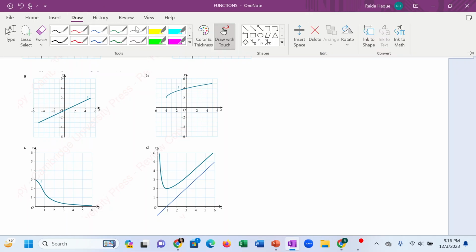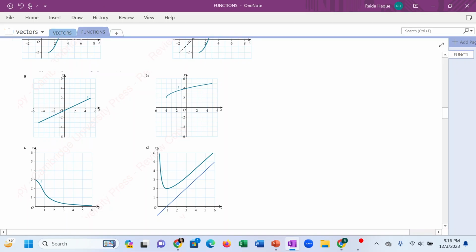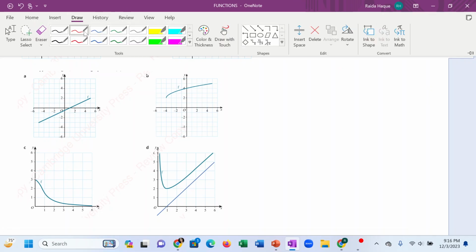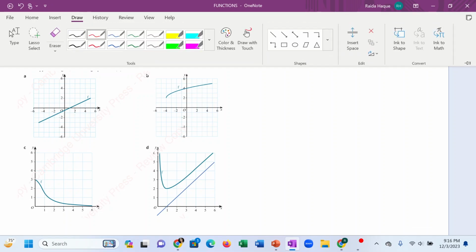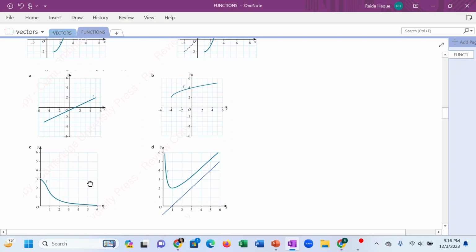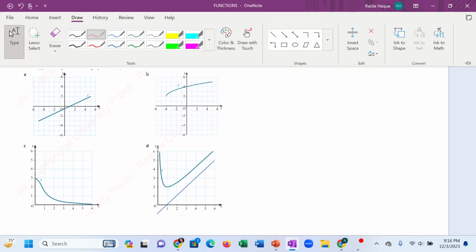At the very beginning, we first determine whether it is a one-to-one function or a many-to-one function. Over here, as you can see, it is very clearly a one-to-one function. Part B is also a one-to-one function. Is part C a one-to-one function? Yes, it is, because for each value of y, there is only one corresponding value of x. So yes, it is also a one-to-one function.